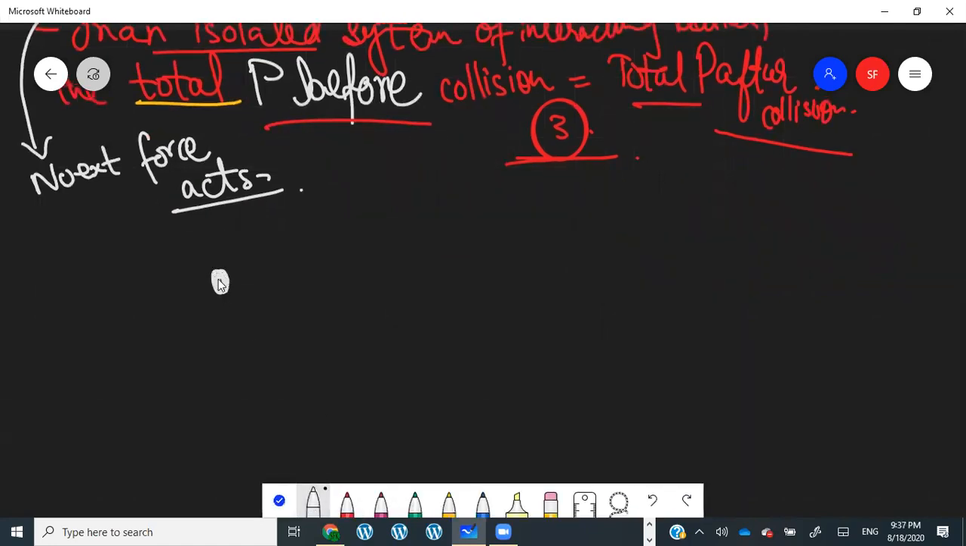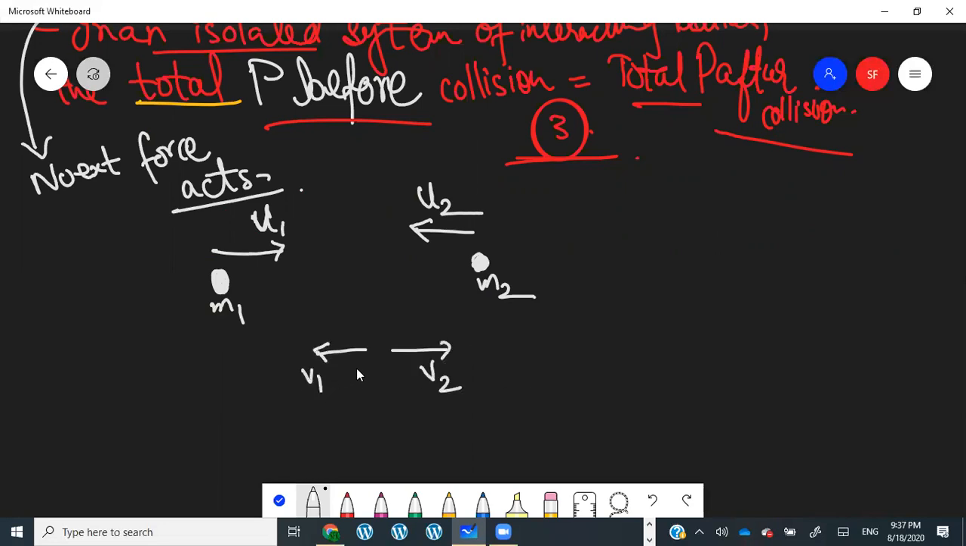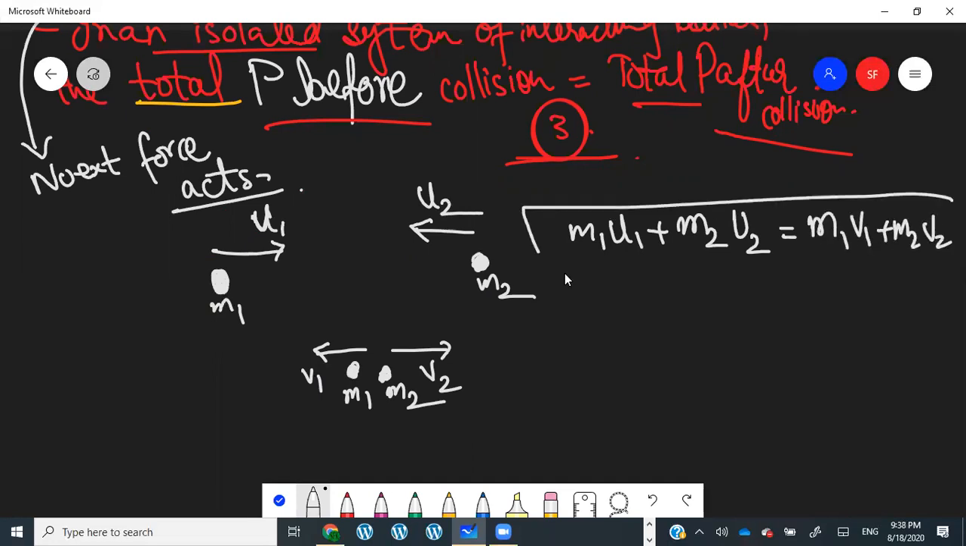If this is the first body and this is the second body, this is U1, this is U2. This is M1, this is M2. They collide with one another. After collision, this becomes V1 and this becomes V2. This is still M1 and that's still M2. And you could apply the same equation. Total momentum before collision is going to be M1 into U1 plus M2 into U2, which is equal to M1 into V1 plus M2 into V2. That's the law of conservation of momentum.